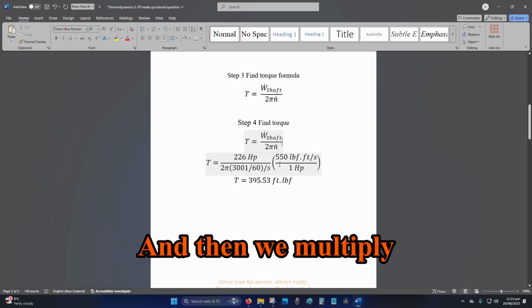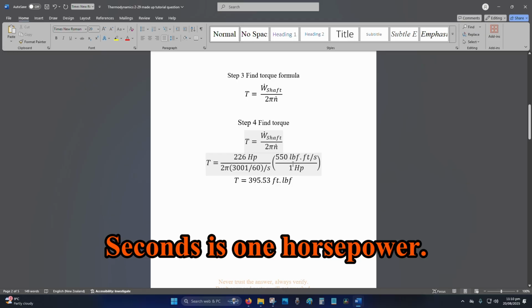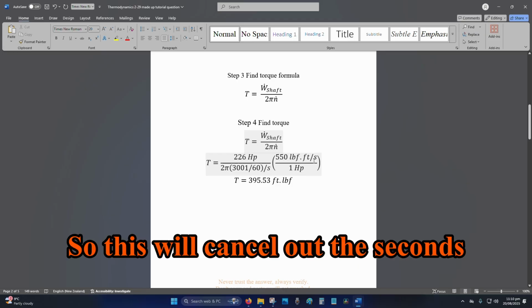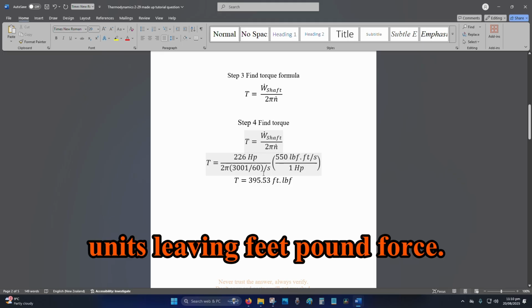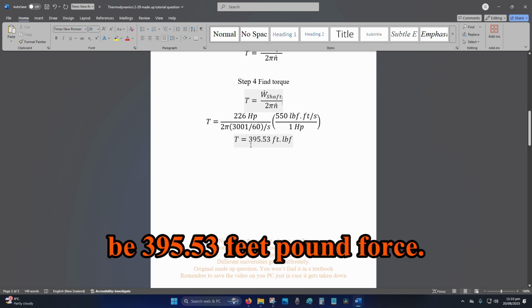And then we multiply the conversion factor, 550 pound force feet per second is 1 horsepower. So this will cancel out the seconds and it will cancel out the horsepower units, leaving feet pound force. So our answer is going to be 395.53 feet pound force.